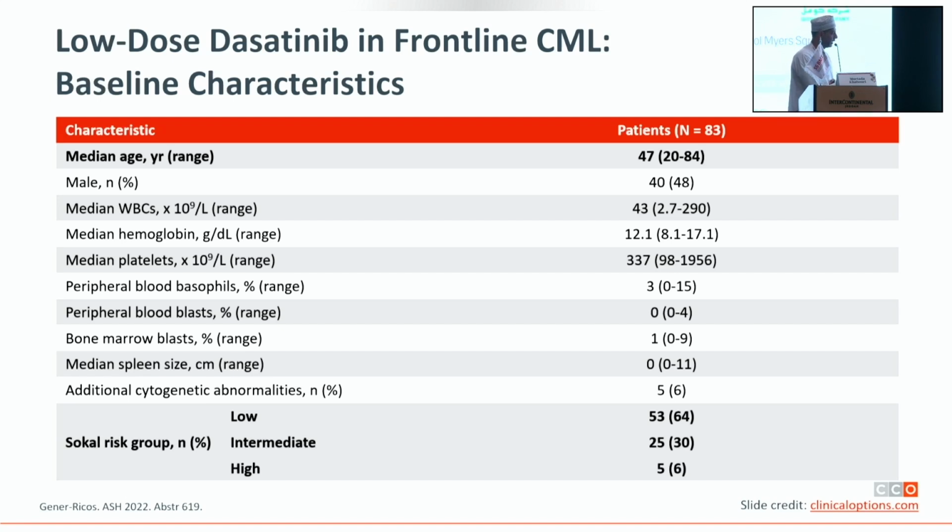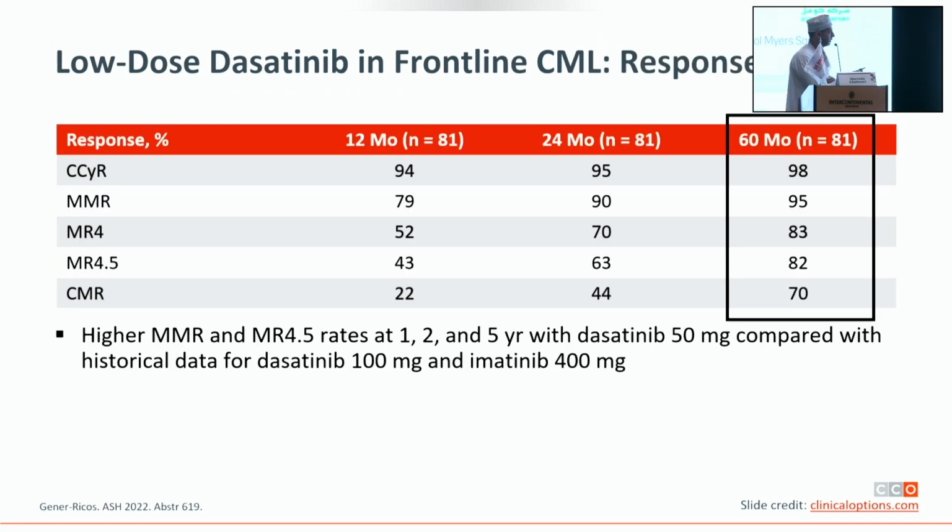The other thing to highlight in the baseline characteristics is the so-called risk category. 64% of patients were in the low risk category. However, 30% were intermediate and 6% were high. Even those with intermediate and high risk category were enrolled into this study.